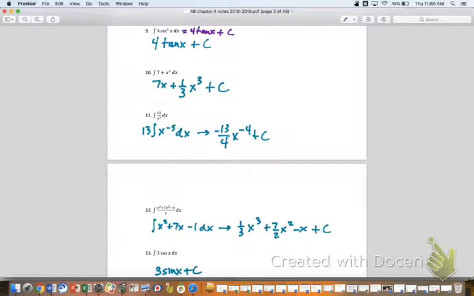Rob? To do like the opposite way, like rules, like what we usually do for like a quotient.